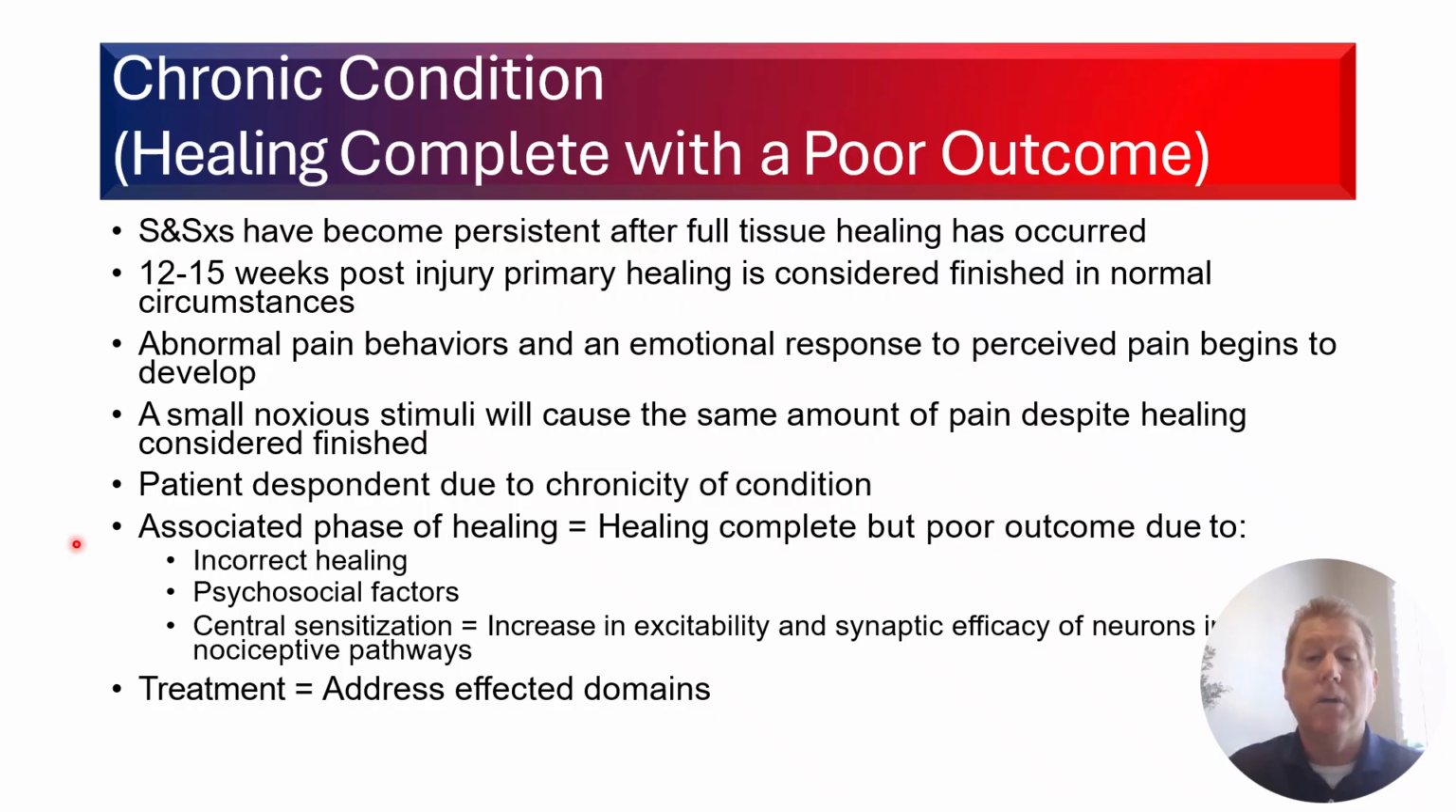Their healing may be complete, but it's had a poor outcome due to possibility of incorrect healing. Maybe there's something else going on, something that we need to let the doctor know about. Has there been a malunion or some kind of adhesions form where we can't get the ankle to move? Are there associated psychosocial factors that benefit the patient being injured? Is there litigation? Is there something else going on?